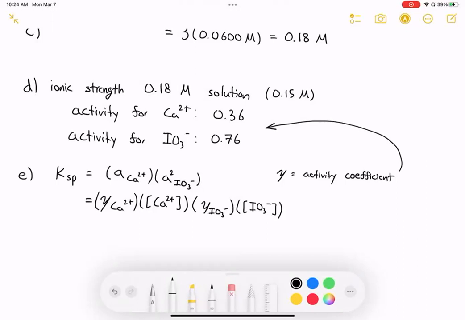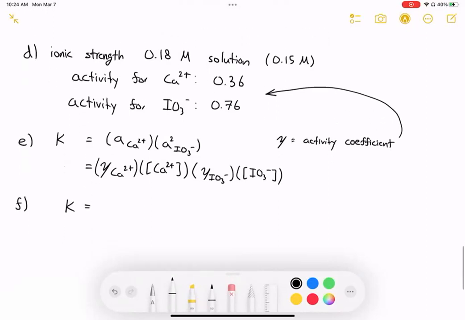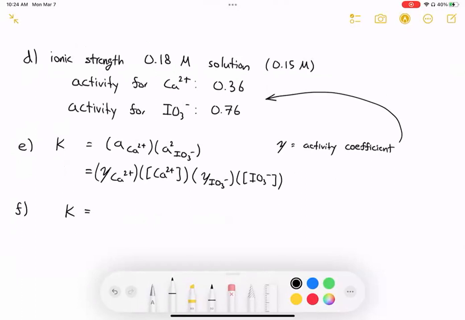Okay, and then we can simplify this now. Part F, we're going to simplify this into values of X or solubility that we just calculated. So let's just label this as K. K will now equal, and if you look at the example in your lab manual, it does go over this. There's definitely another example you can use to follow along.